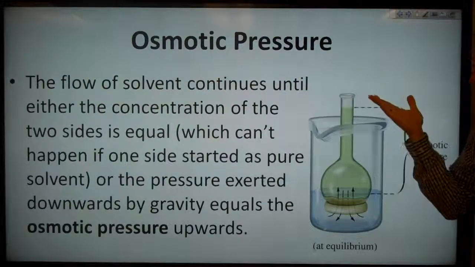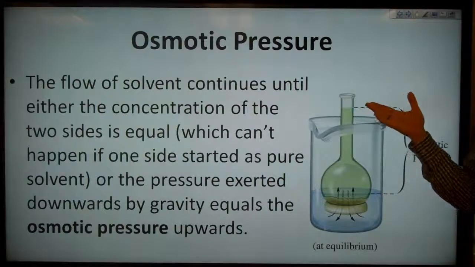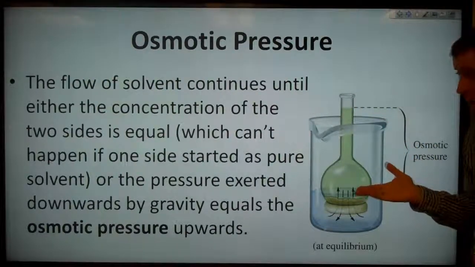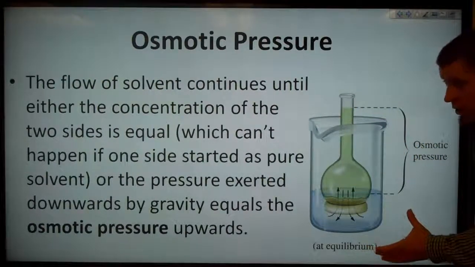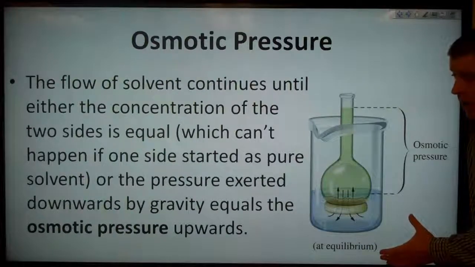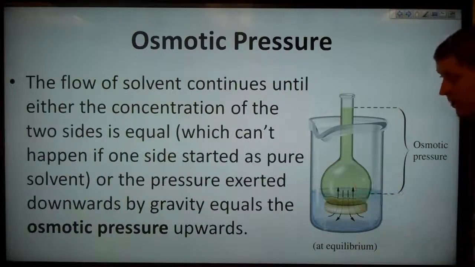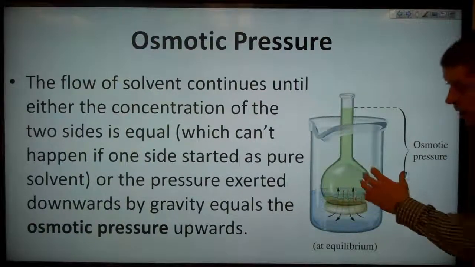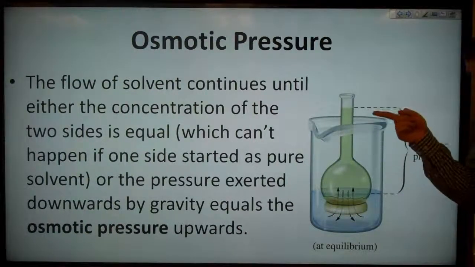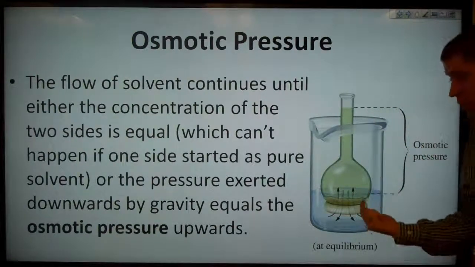So the flow of solvent continues until either the concentration of the two sides is equal, which can't happen if one side started as pure solvent, because you can't ever get the inside to be pure solvent. Or it continues until the pressure exerted downwards by gravity equals the osmotic pressure pushing upwards.